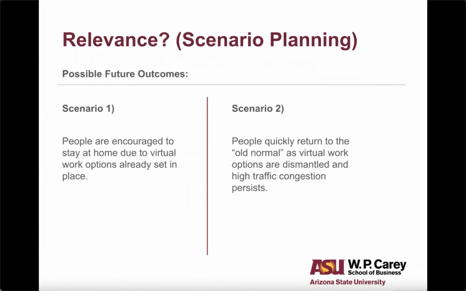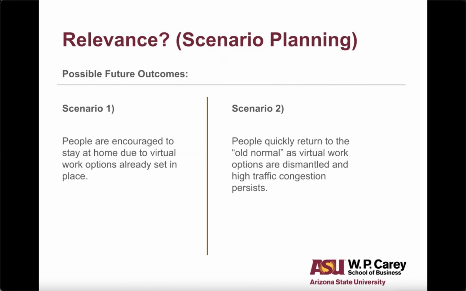There are two possible future outcomes, let's say 5 to 10 years down the road. Scenario one, people are encouraged to stay at home due to virtual work options that were already put in place during the pandemic. In this scenario, we would end up with less congestion on the road and fewer travelers, because fewer people are actually commuting. They have virtual work options, so they're driving less. And this might actually increase the quality of transportation overall.